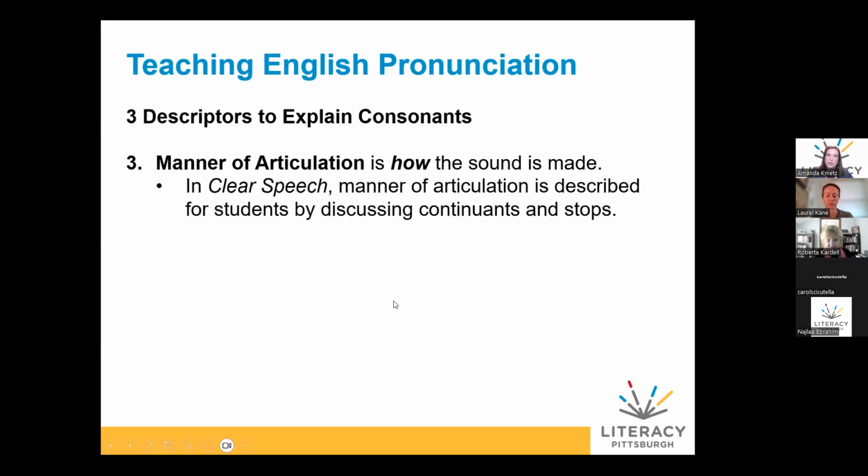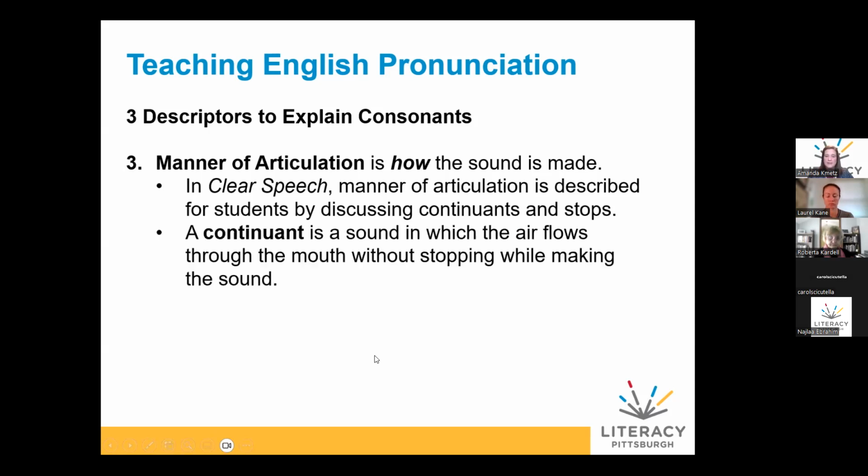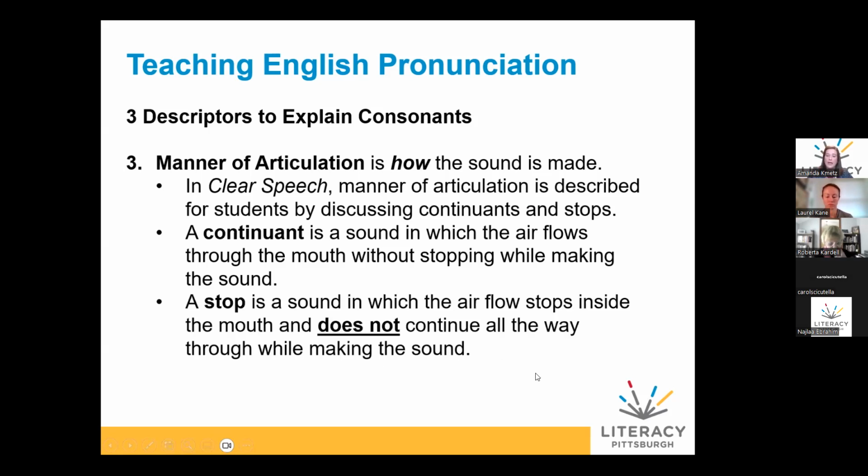In Clear Speech, you'll hear this described by discussing continuants and stops. These are 2 different classes of sounds. A continuant is a sound in which the air flows the entire way through the mouth without stopping while making the sound. A stop, on the other hand, is a sound in which the airflow stops inside the mouth and does not continue all the way through while making the sound.